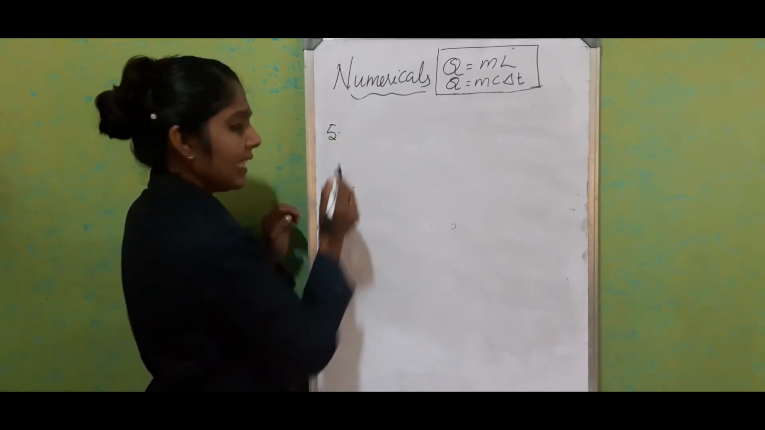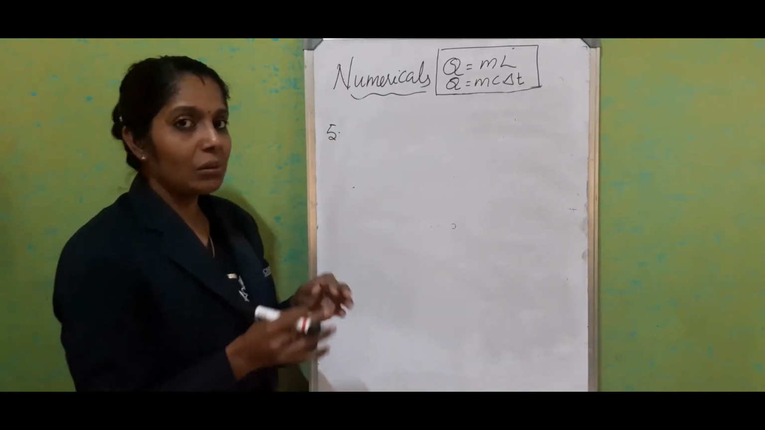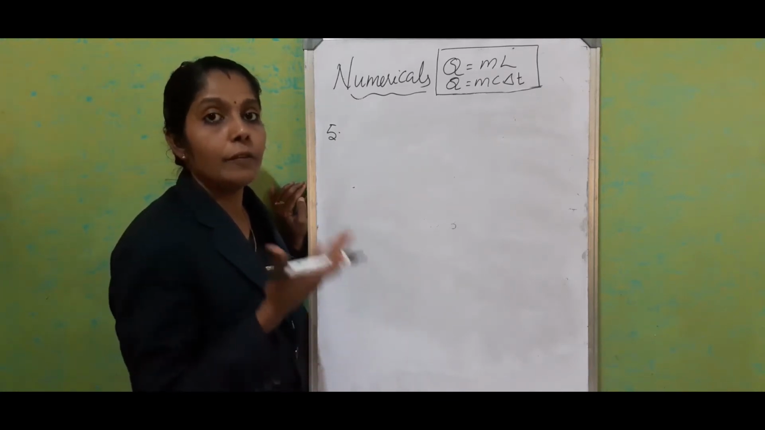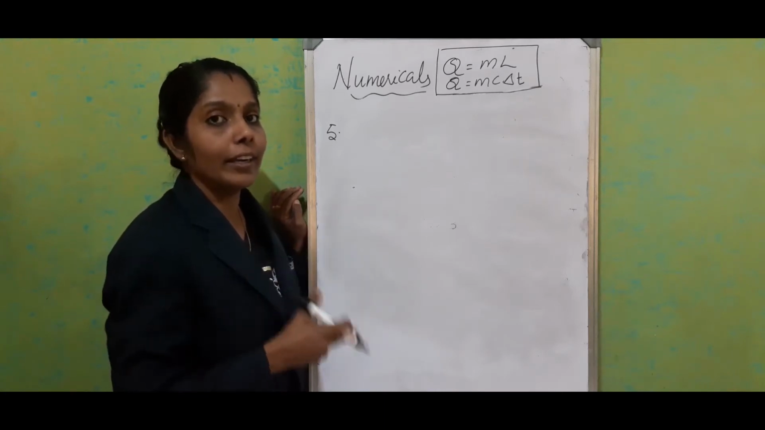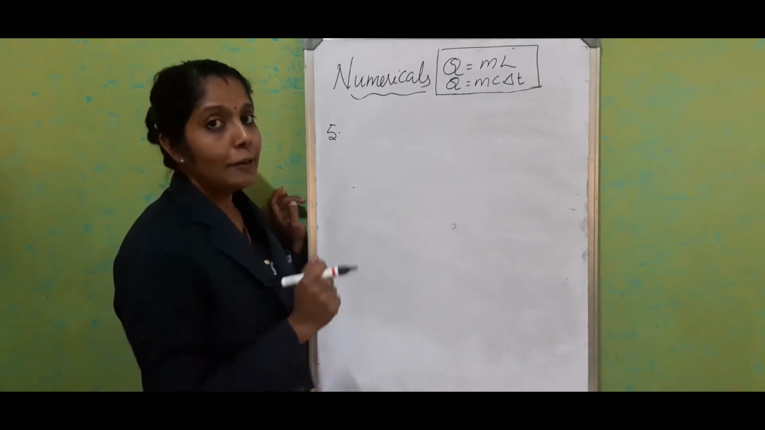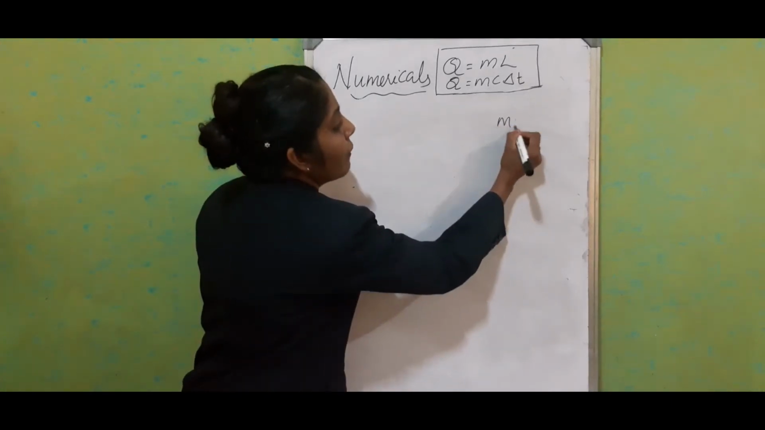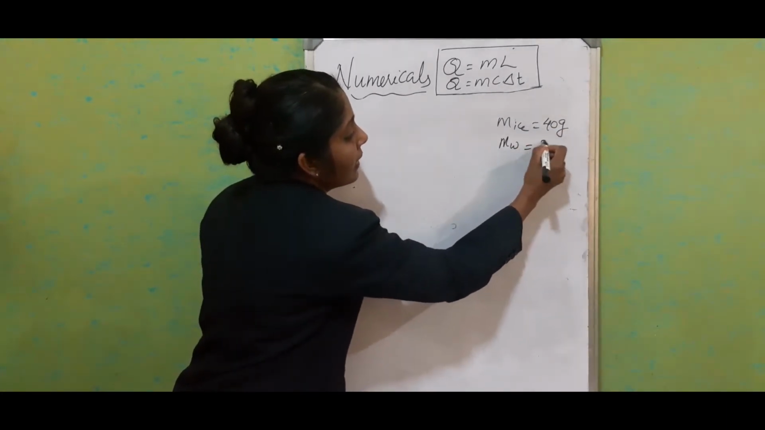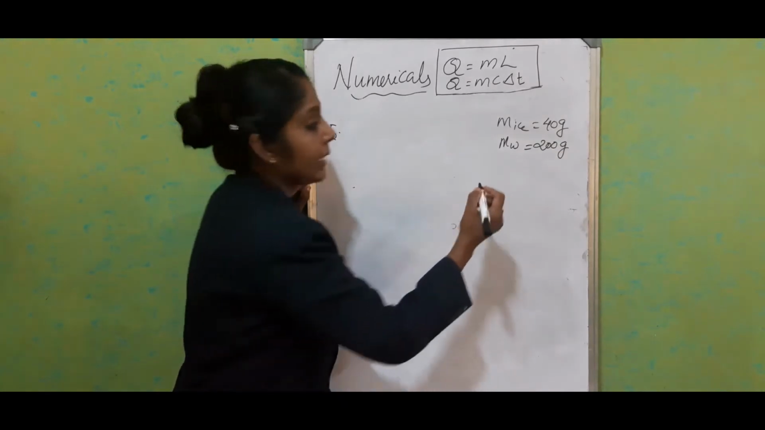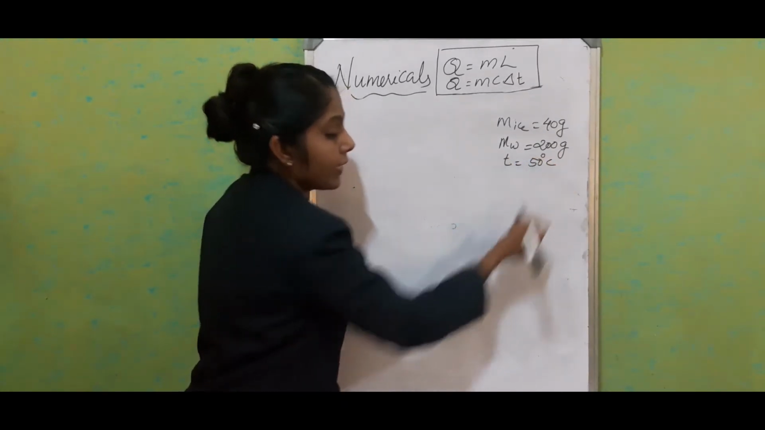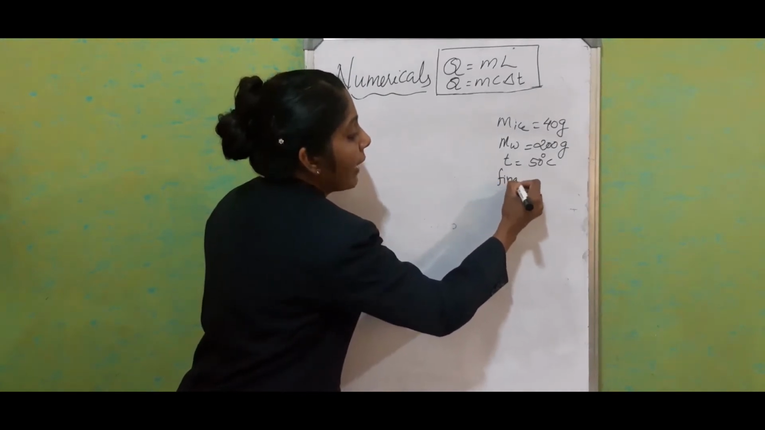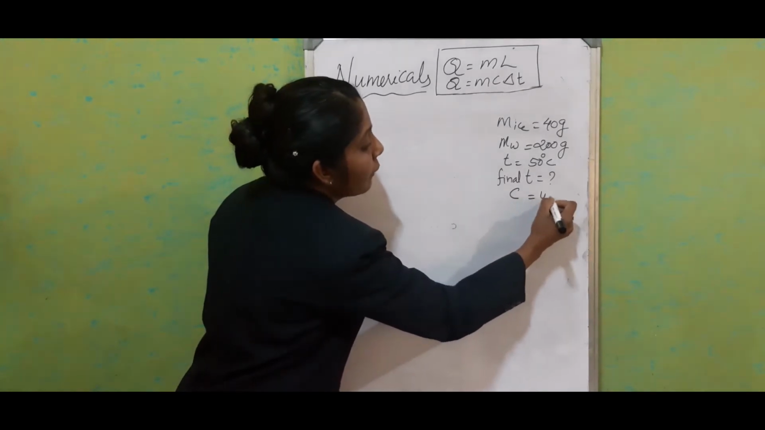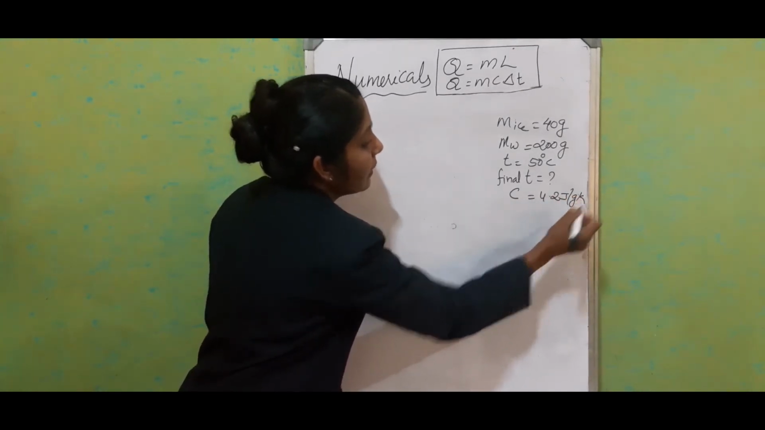Fifth question. It's an easy question, but while calculating you have to be a little careful. Here we have ice of mass 40 gram mixed with water of mass 200 gram at 50 degrees Celsius. We have to find the final temperature. The specific heat capacity of water is 4.2 joule per gram Kelvin.